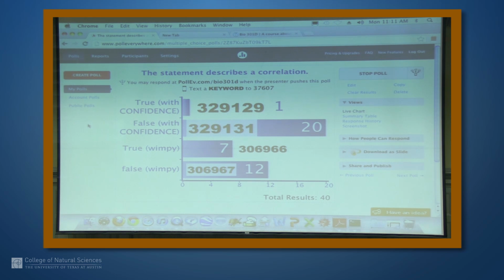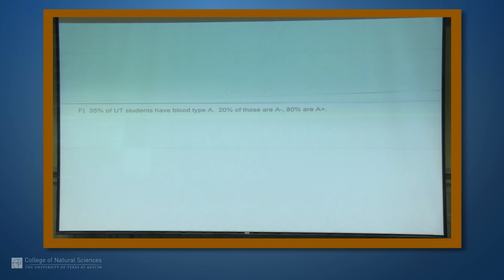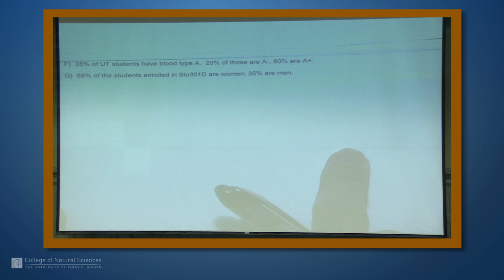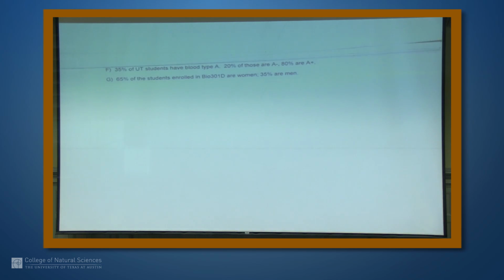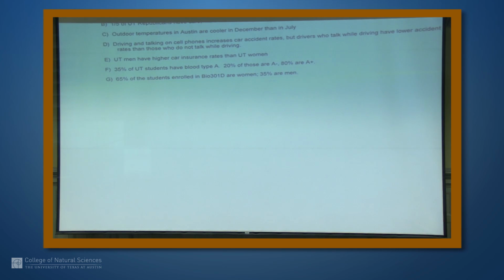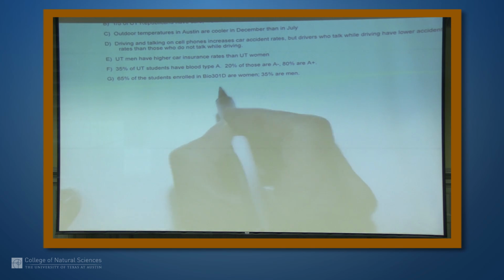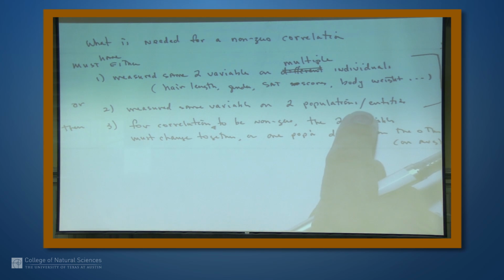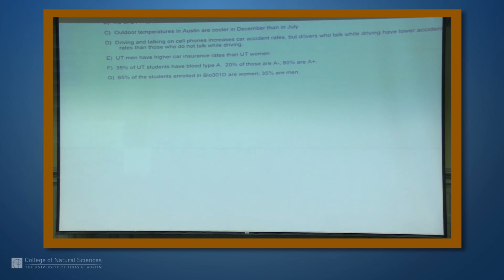So let's dissect these. Last hour was a dead heat between the two choices. Now I realize not all of you are getting this right, so let's start with the previous one and dissect it along the lines of what I was telling you at the beginning of class. You've got two ways to do this, right? You can measure the same two variables on multiple individuals, or measure the same variable on two populations or entities.